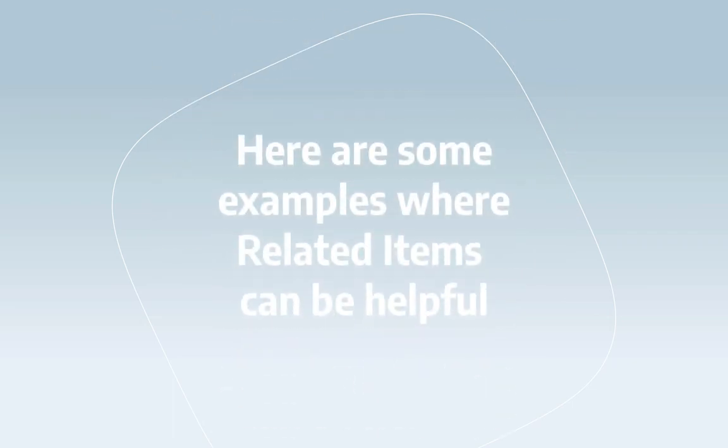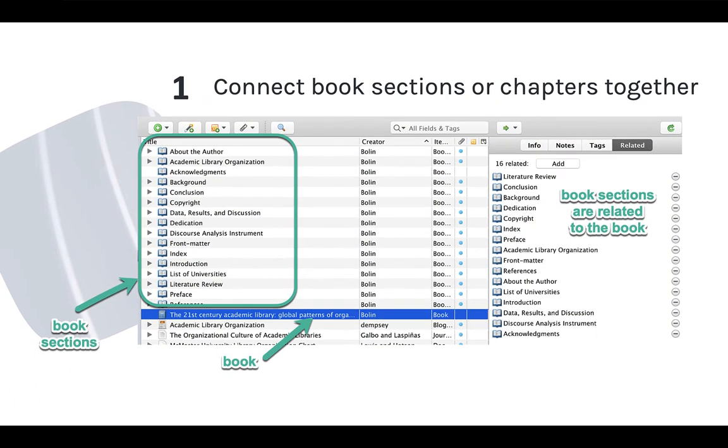I can think of some examples where this feature might be useful, though, and this is not a complete list. These are just the things that I thought of. So the first one is, if I have different entries for chapters of a book, I can use related items to link them all together. Or if I have a book entry and then a set of book section entries that are related to that book, I can show that the sections all belong to one book.